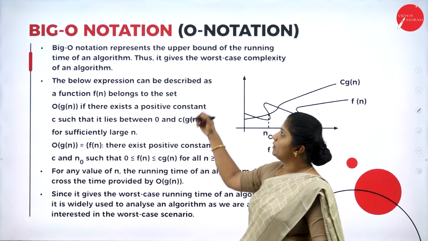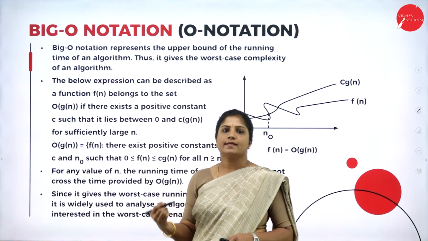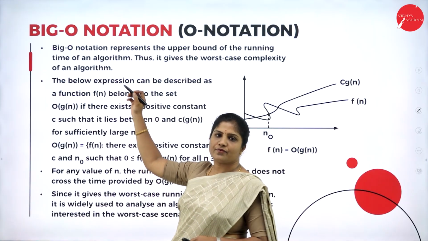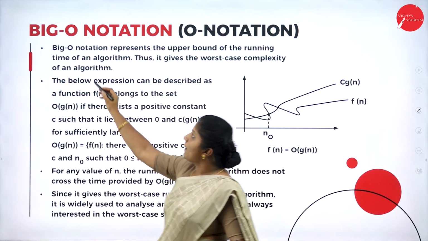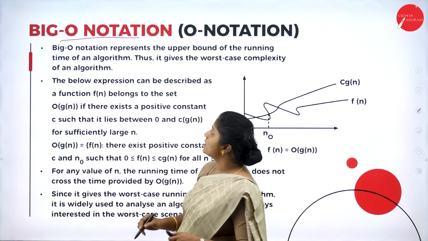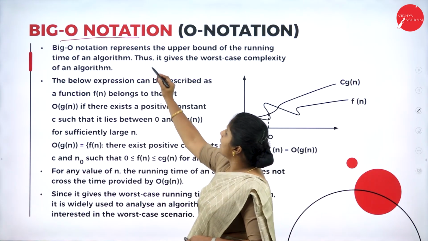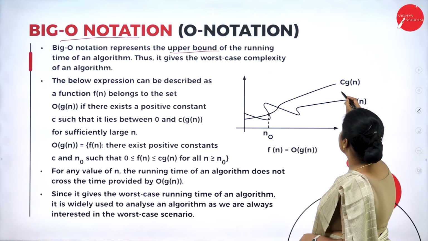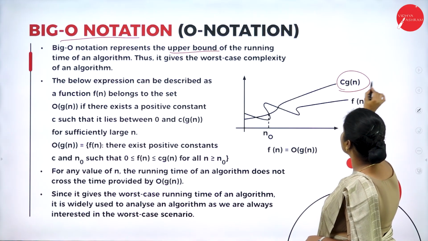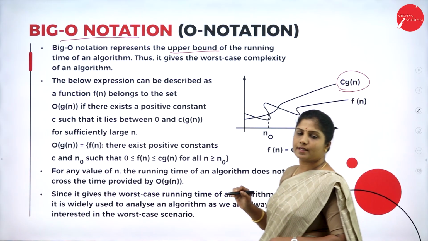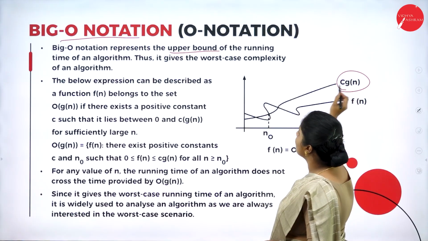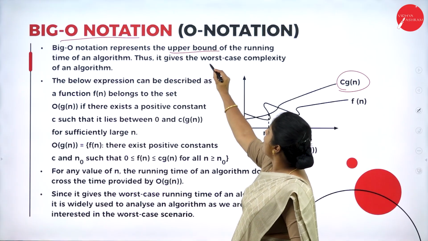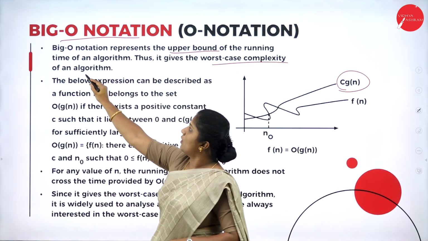Next, we will move on to the big O notation. Let us discuss these notations one by one. Firstly, we are going to discuss big O notation. So what is this big O? It represents the upper bound. You can see in the figure, it is represented as the upper bound. C of g of n is an upper bound on the function of the running time of an algorithm. It gives the worst case complexity of an algorithm.